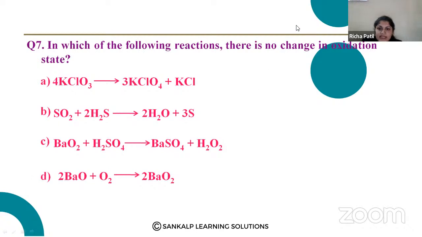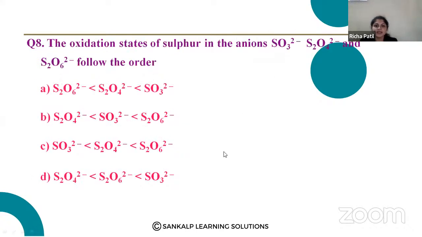So the option is C. Next, the oxidation states of sulfur in the anions SO3 2 minus, S2O4 2 minus, and S2O6 2 minus follow the order. Which is greater? So what we'll do, we'll solve this.